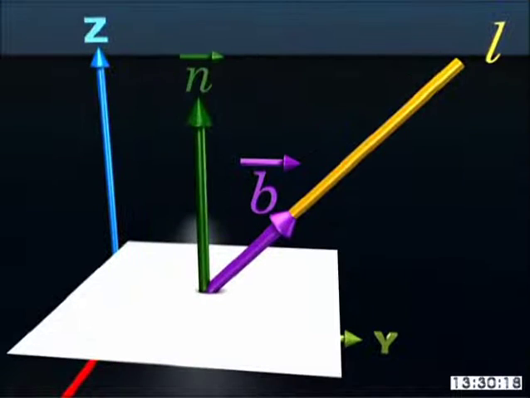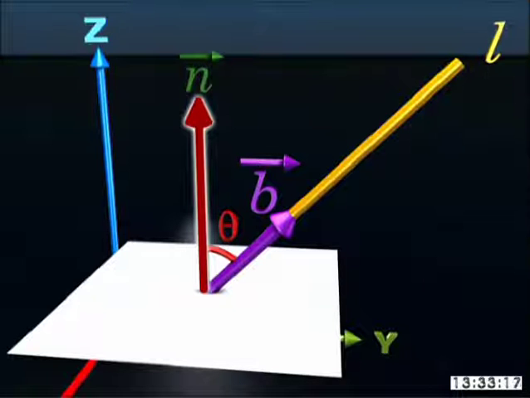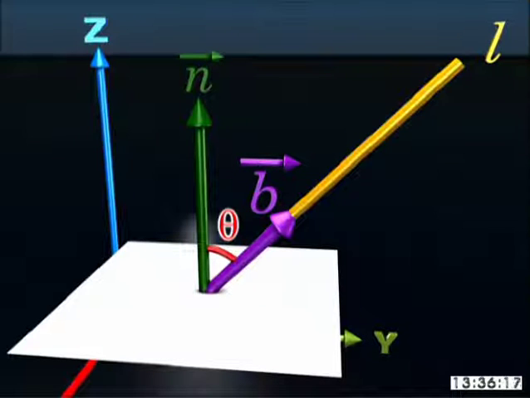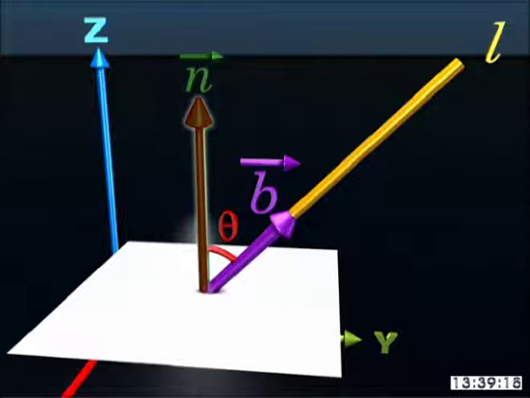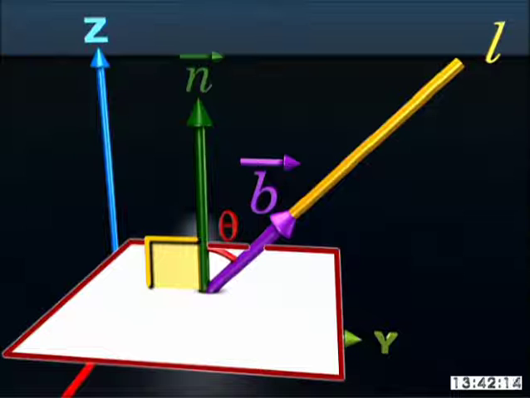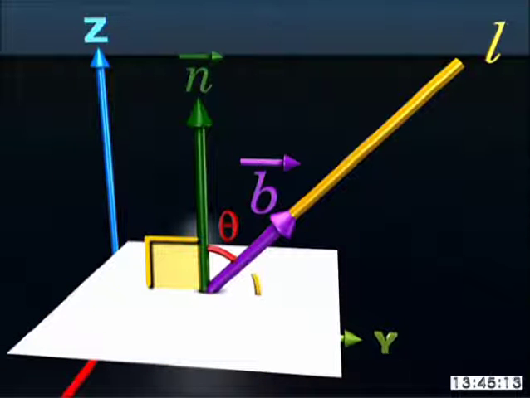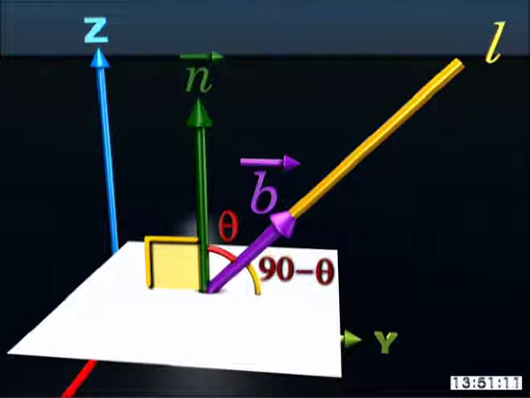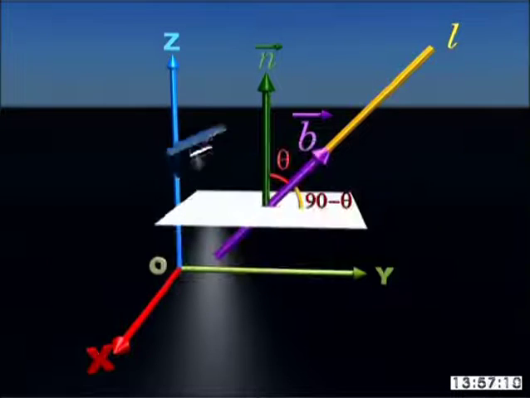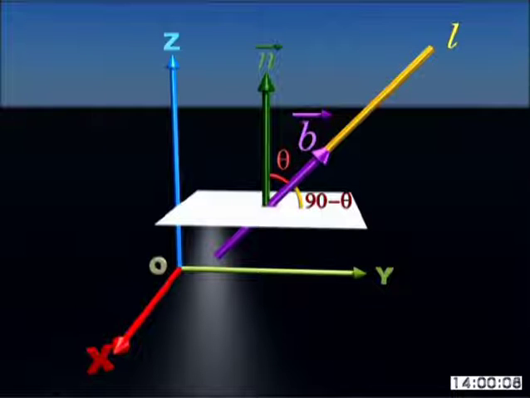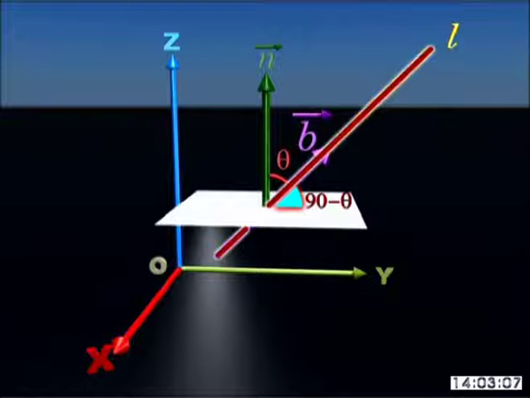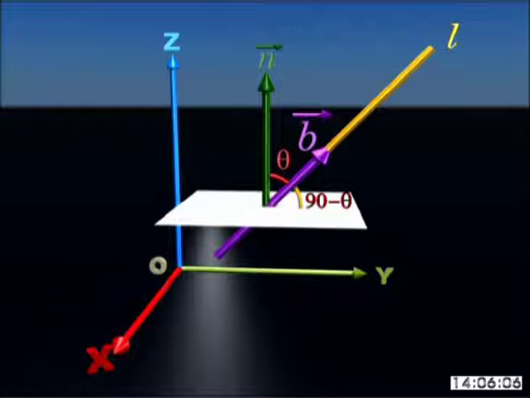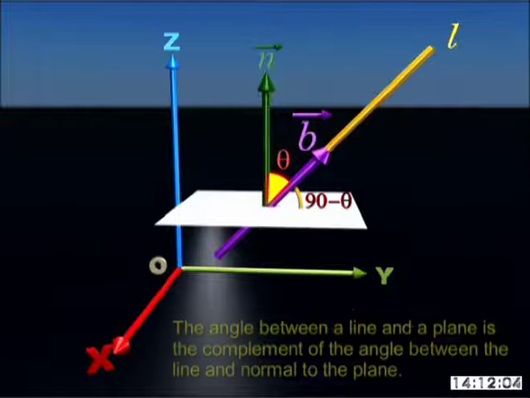Let us suppose that an angle formed between the normal and the line is theta. As we all know, a normal is always perpendicular to the plane. Therefore, the angle formed between the line and the plane is 90 degree minus theta, which is the complement of angle theta. In other words, we can say that the angle between a line and a plane can be defined as complement of an angle between the line and normal to the plane.